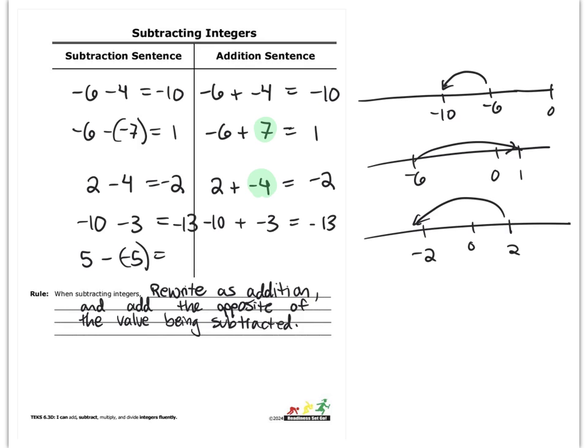Okay, next we have 5 minus negative 5. So I'm going to rewrite that as 5 plus 5 because I'm going to add the opposite. So I was subtracting a negative 5. Instead of subtracting a negative 5, I'm going to add a positive 5. And 5 plus 5 is 10. Great, and that's a lot easier than thinking about 5 minus negative 5. So whenever I'm subtracting integers, I can just rewrite my problem as addition, and then I can add the opposite of the value being subtracted.